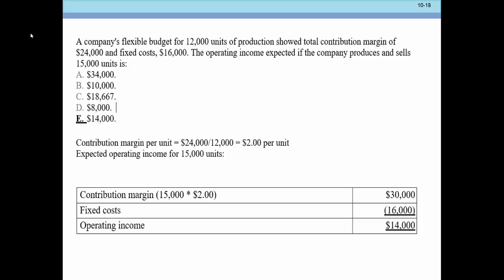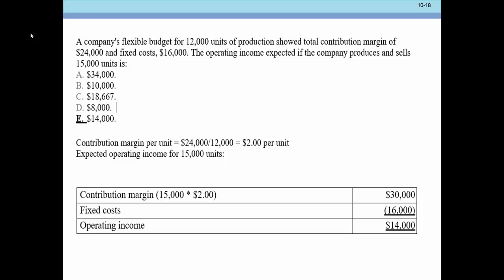So I grabbed one that was very, very similar, and notice that we're taking that contribution margin, we're dividing it by the number of units. That gives us a $2 per unit contribution margin. If our expected operating units is 15,000, that means our contribution margin is going to be 30,000 minus the fixed cost gives us the operating income, right? I mean, that's a contribution margin question more than a flexible budget question. Again, I don't know why they put it in this chapter.